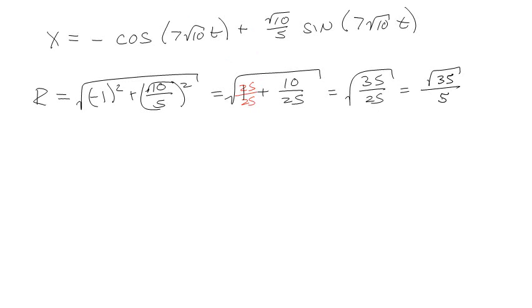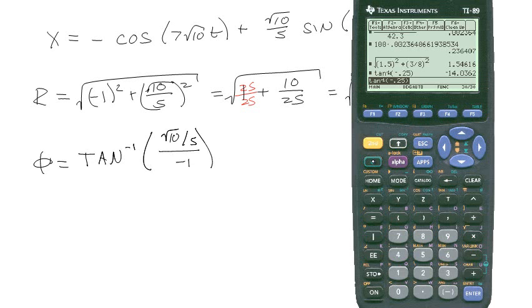There we go. Beautiful. Now for the tangent, or phi, is going to be the inverse tangent of the sine term over the cosine term. And I am going to go ahead and put this into my calculator. So I've got square root of 10 over 5, well, divided by negative 1, so thank you. That's exactly what I wanted. So I've got negative 32.3.